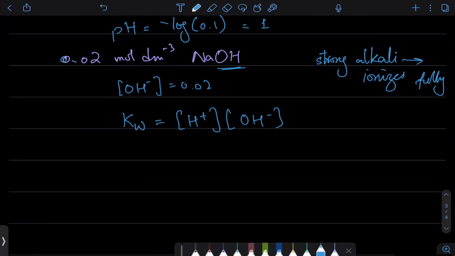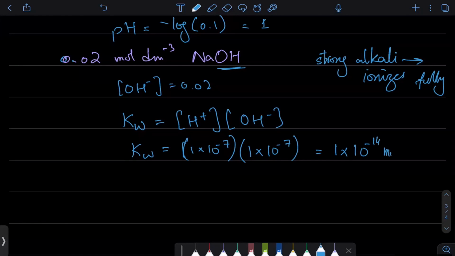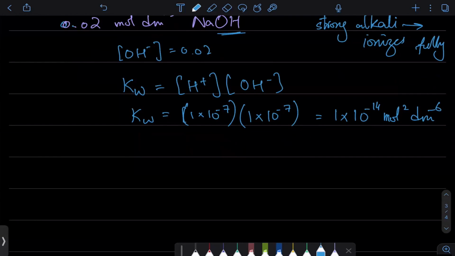hydroxide or sodium hydroxide, 1 out of 10 million water molecules is going to react, which means 1 times 10 power minus 7 is the concentration of H positive. And similarly, 1 into 10 power minus 7 is the concentration of OH negative. And that gives me Kw, which comes out to be 1 times 10 power minus 14. And the unit is mole squared dm minus 6. If I take minus log of this, that will be called minus log of Kw, will be called pKw.